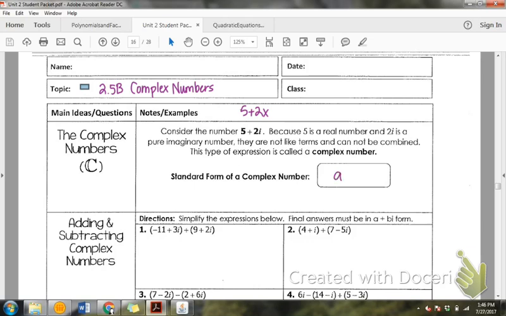So a complex number is a plus bi, lowercase i. All that it means is a represents any real number, any whole number. The b represents another whole number, and then there's an i. So that's the imaginary number. So a complex number just means you have an imaginary and a real number together. Now, that's all that it means.